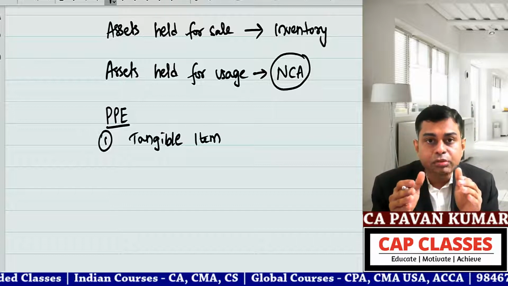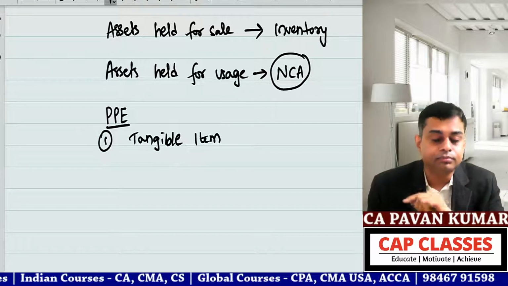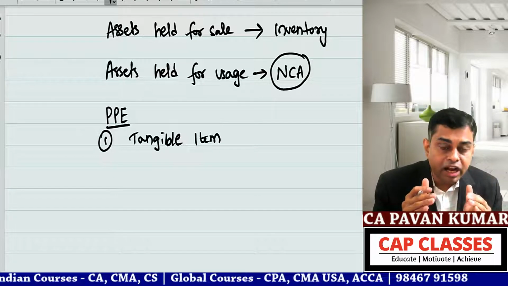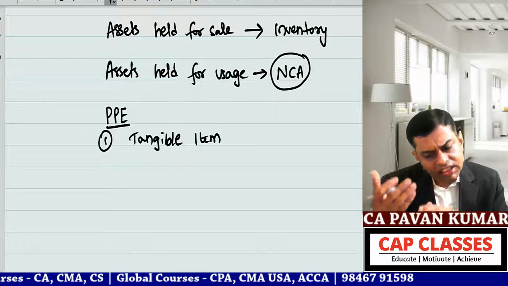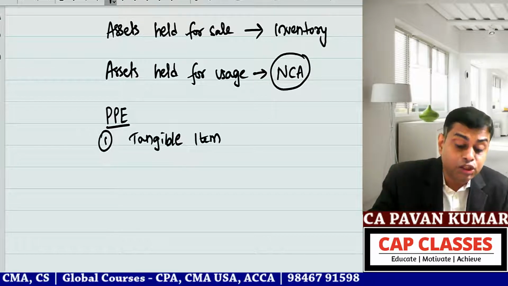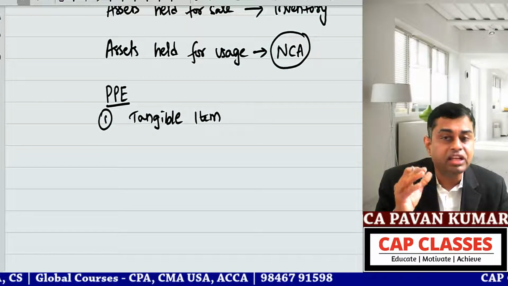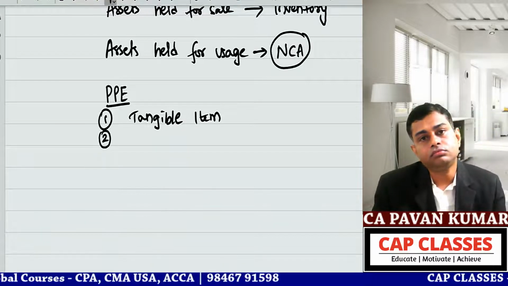If you are a tangible item, welcome to 16. If you are an intangible item, go to 38. You have another standard for you. You understand? So it should be a tangible item. To be categorized as PPE, an item should be a tangible item. Point number one.